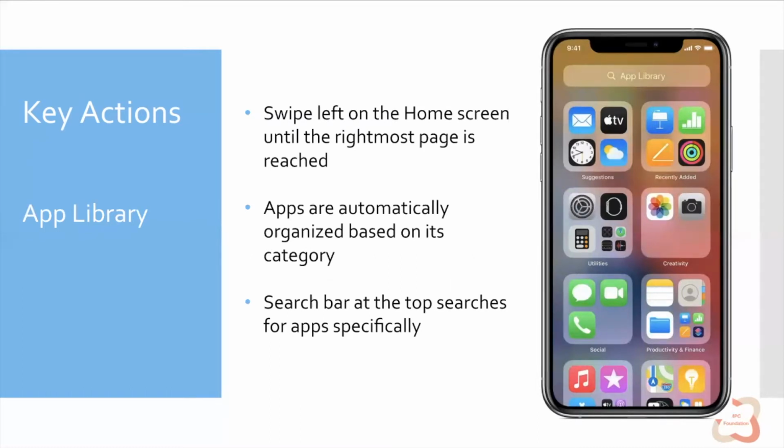You can swipe left on the home screen until the rightmost page is reached. Apps are automatically organized based on their category. So if you have social media apps, they're in a specific category, something like that. And the search bar at the top searches for apps specifically. So if you cannot find an app on your home screen, you can use this function to search for the app and find it. Next slide.